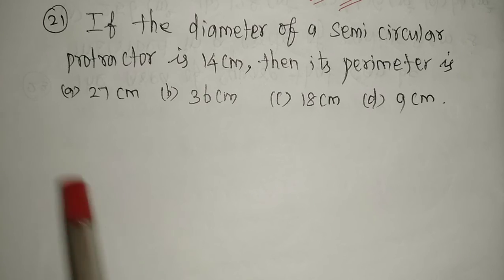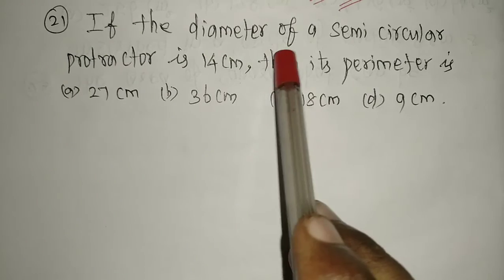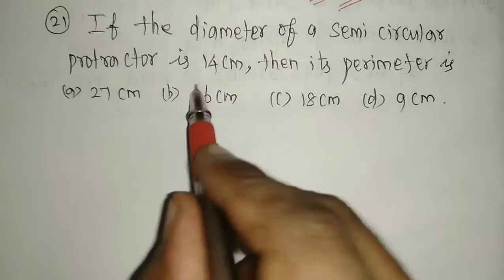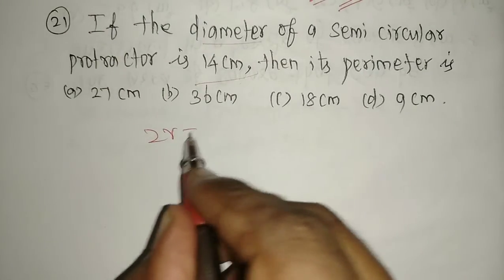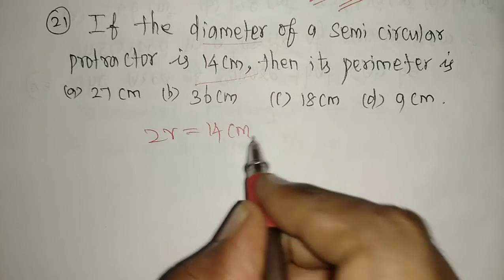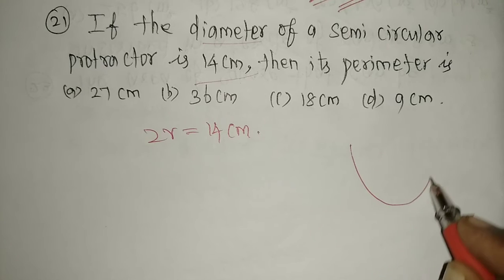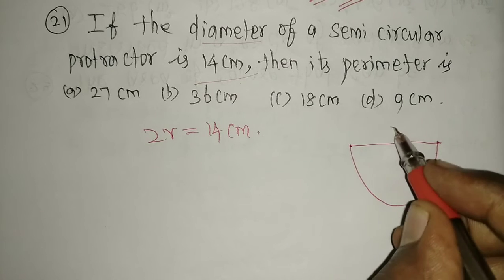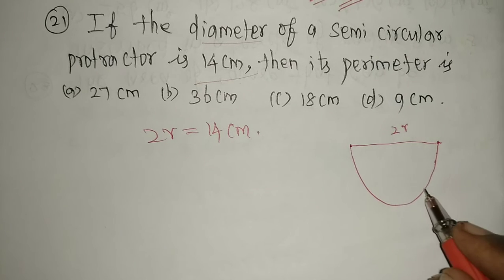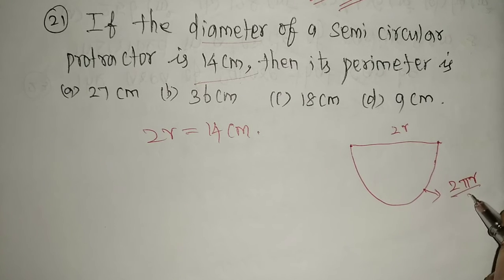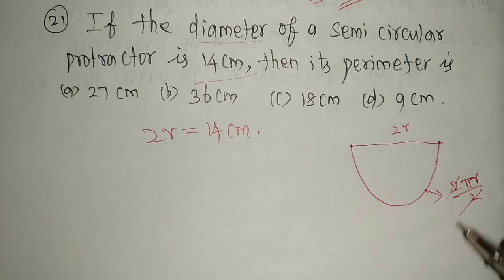Question number 21. If the diameter of a semicircular protractor is 14, so diameter is given, that is 14, means 2r is equal to 14 centimeter, right? Then its perimeter is what? So the semicircular part you will get like that. So this is 2r. For this you will get circumference, half of the circumference, 2 pi r by 2. I told you this 2 will be cancelled.